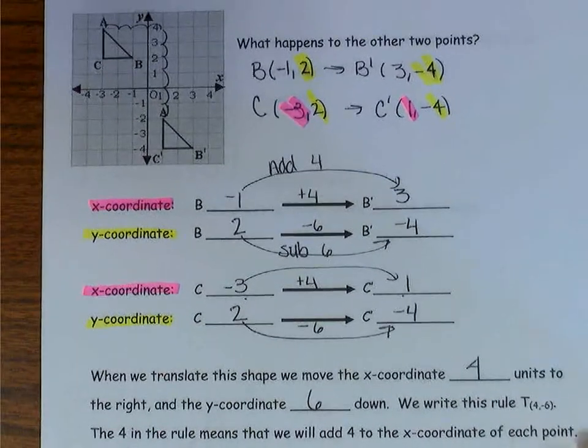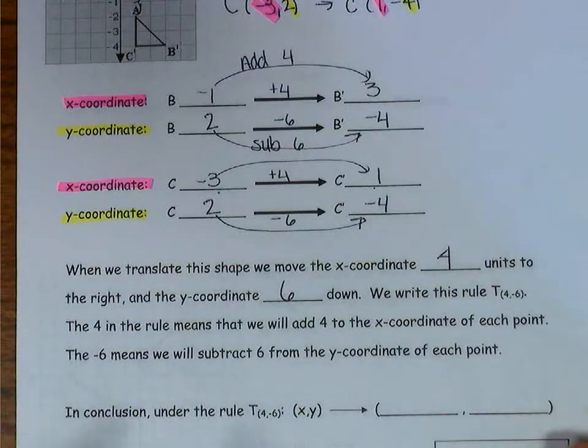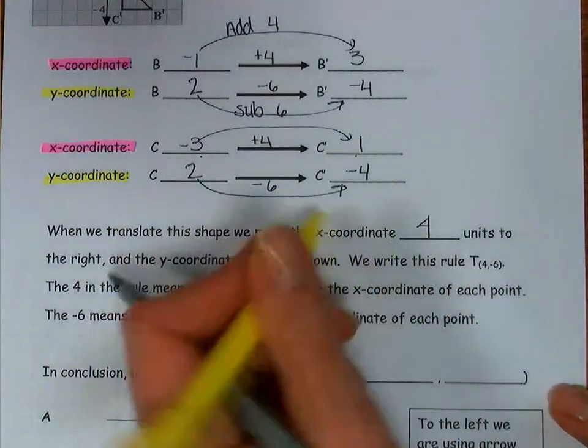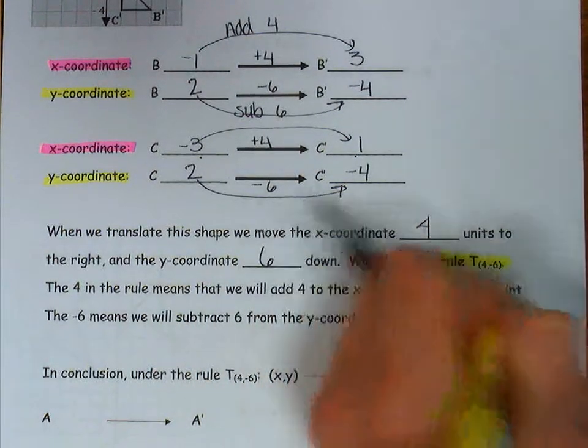Just like that. And we talked about that in our prior video. Now, this will help us to generate a rule. And because we move 4 units to the right and 6 units down, we can write the rule as ⟨4, -6⟩.